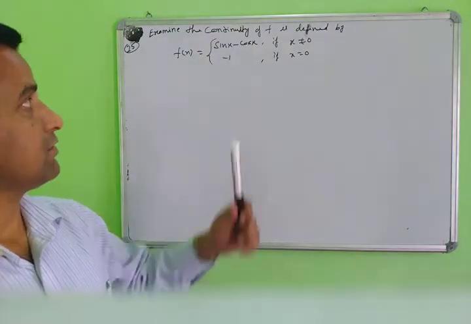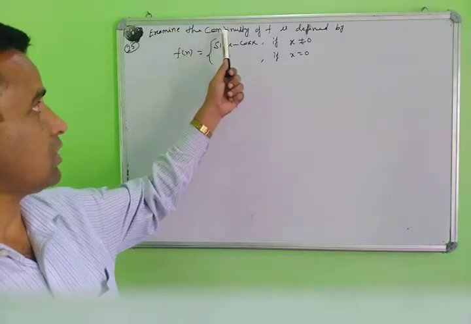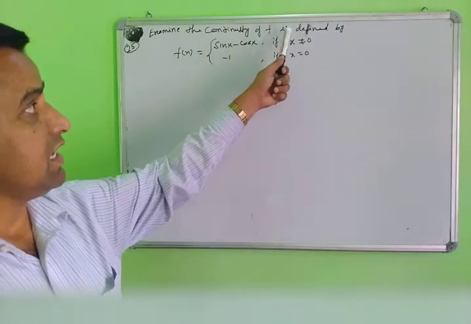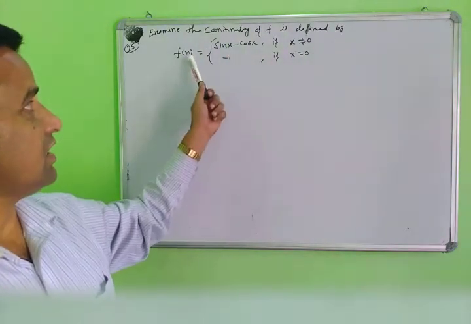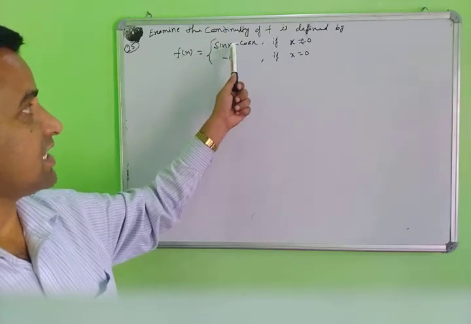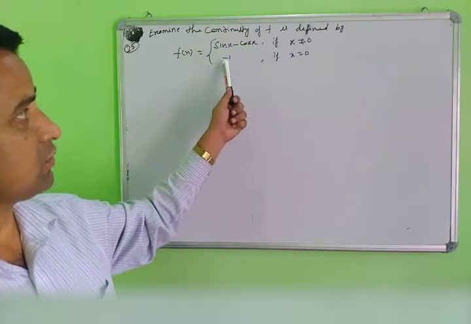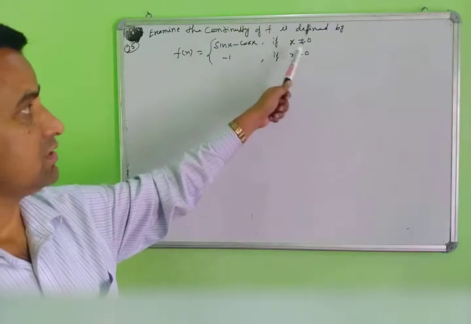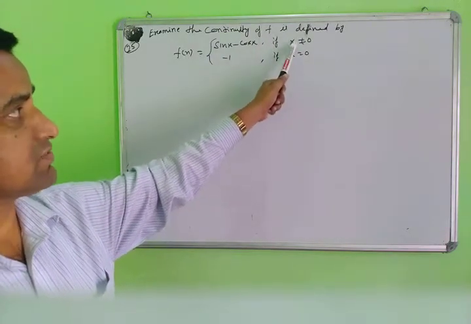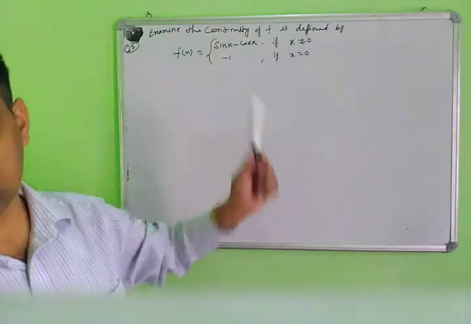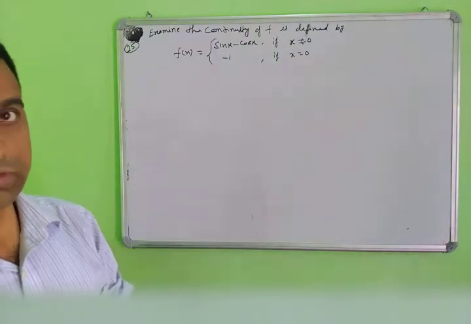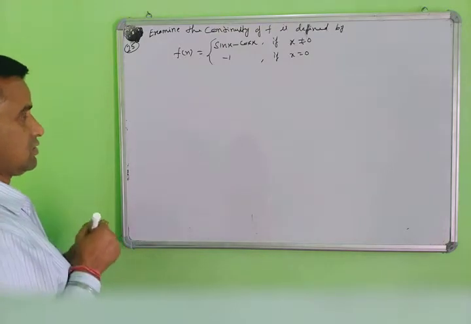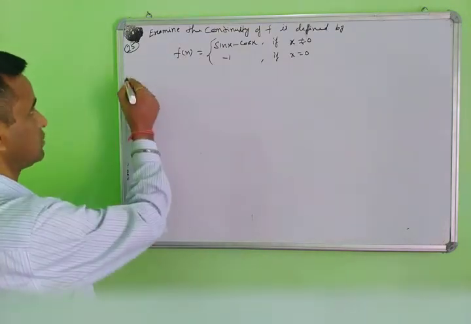So now the question: examine the continuity of the function defined by f(x) = sin x minus cos x when x does not equal 0, and f(x) = minus 1 when x equals 0. I will check whether this function at x equal to 0 is continuous or not. So now start the question. Solution start.